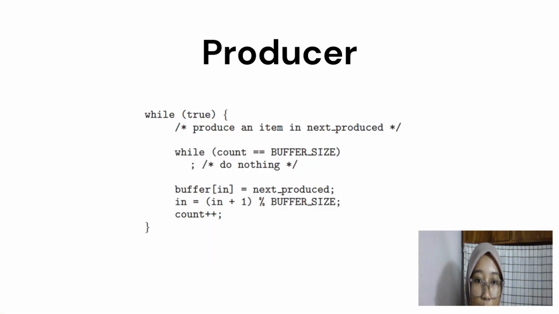And here's the source code for the producer. While true, produce an item in next produced, while counter equals buffer size, do nothing, buffer in equals next produced, in equals in plus 1 modulo buffer size, and counter plus plus.